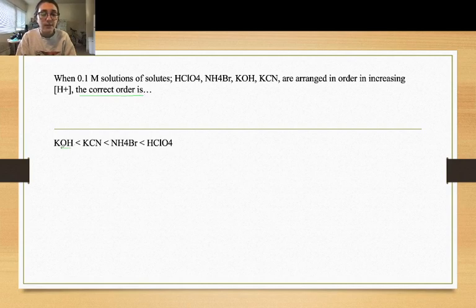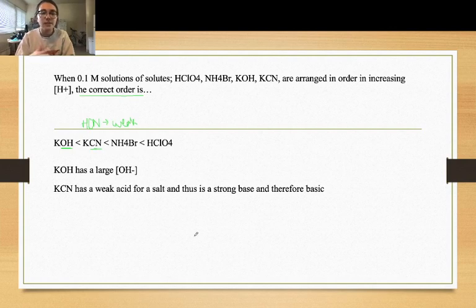Now why is this? First, I know KOH is going to be the least acidic because we got a lot of OH going on. Large OH concentration is always low. Now my KCN here is going to be next because that CN is coming from a weak acid salt. And a weak acid salt is going to mean that it's a strong base, and so it's basic, if that makes sense.